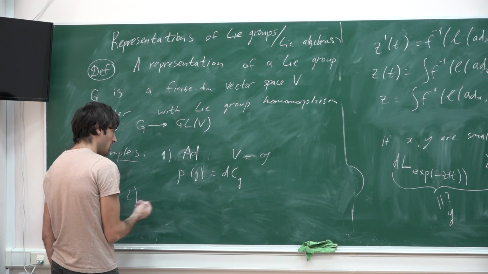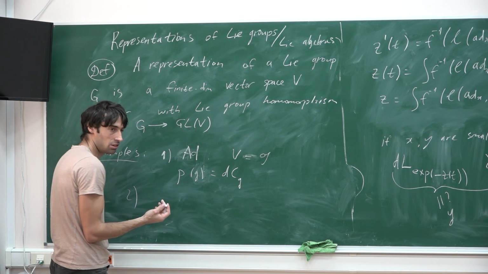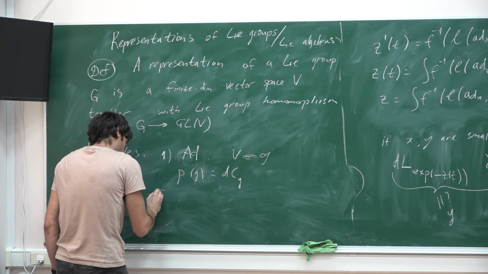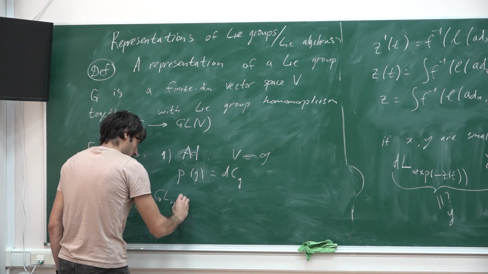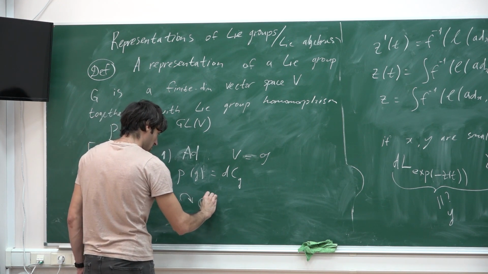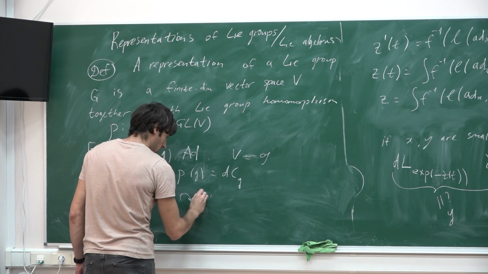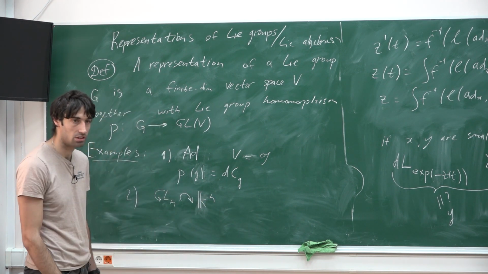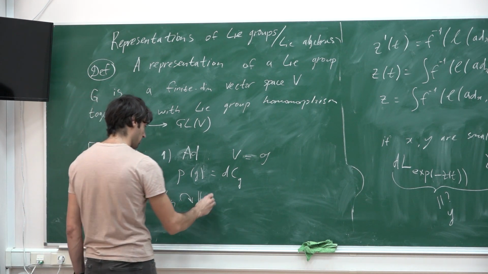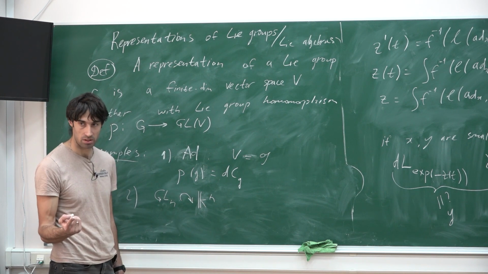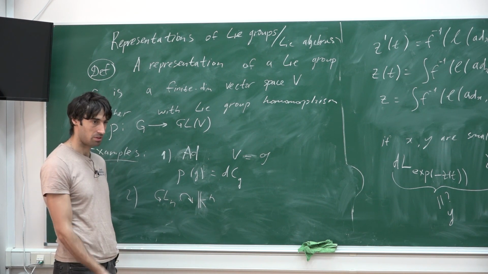This is something that we saw already. Just take GL_n. It acts on C^n. Sometimes we'll write K^n, where K depends on whether it's GL_n(C) or GL_n(R). And all matrix Lie groups act on K^n. So this is the first example.